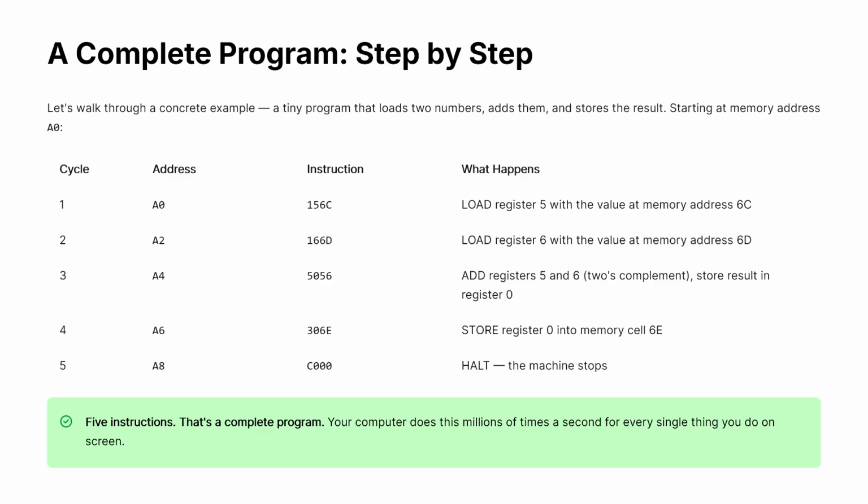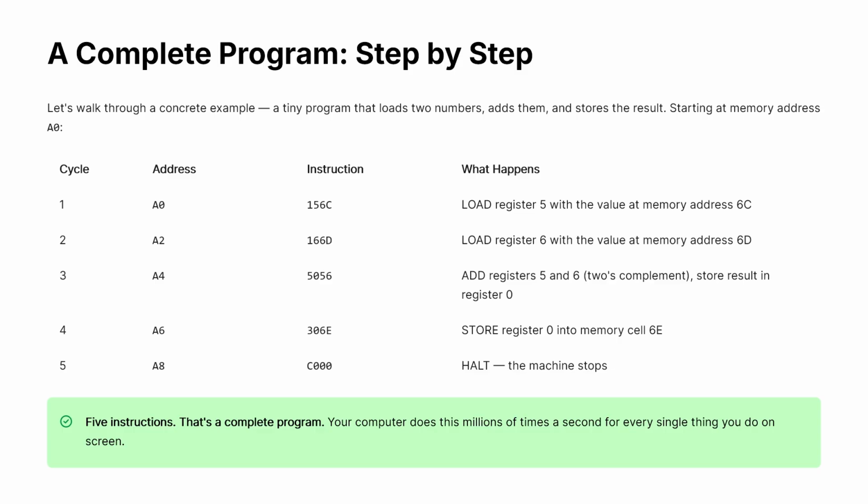Here's what happens. The program counter says A0. The CPU fetches the instruction at A0. Let's say it's 156C, which means load register 5 with the value at memory address 6C. The program counter advances to A2. The CPU decodes. Opcode 1, load from memory. Operand, register 5, address 6C. Execute. Pull the value from memory cell 6C into register 5.